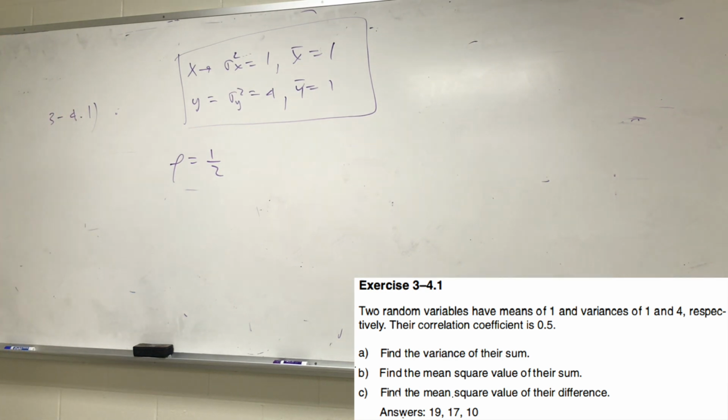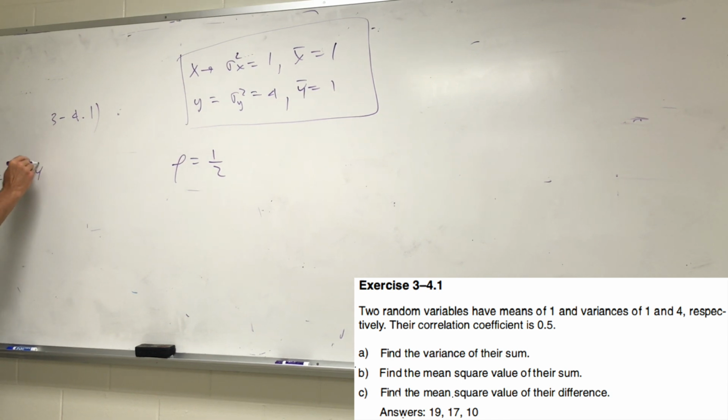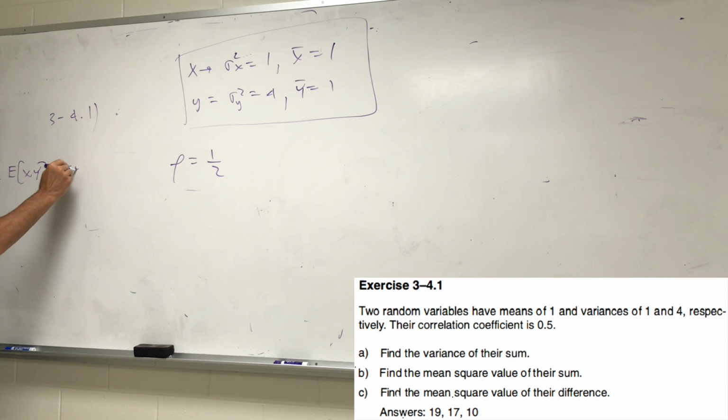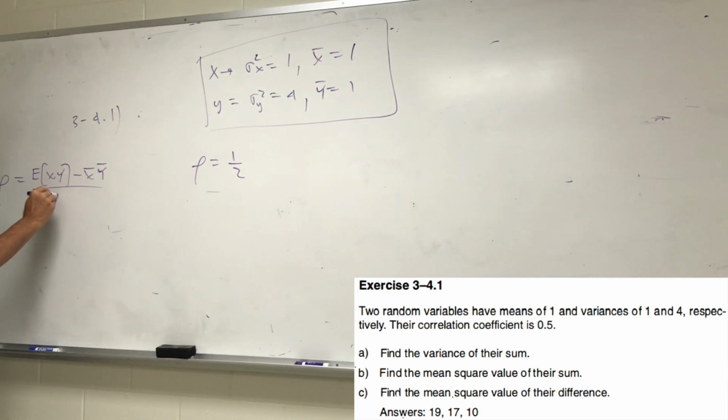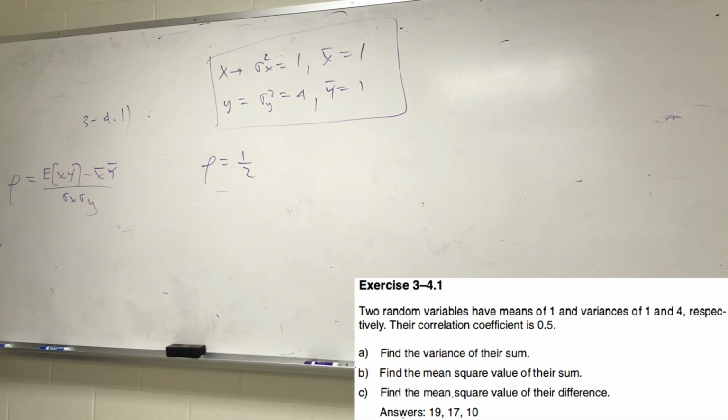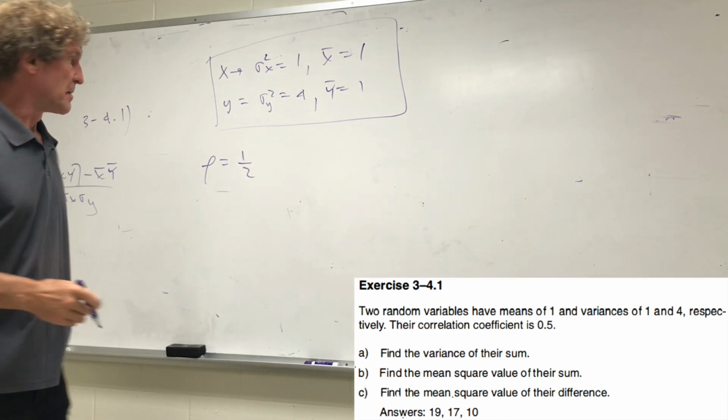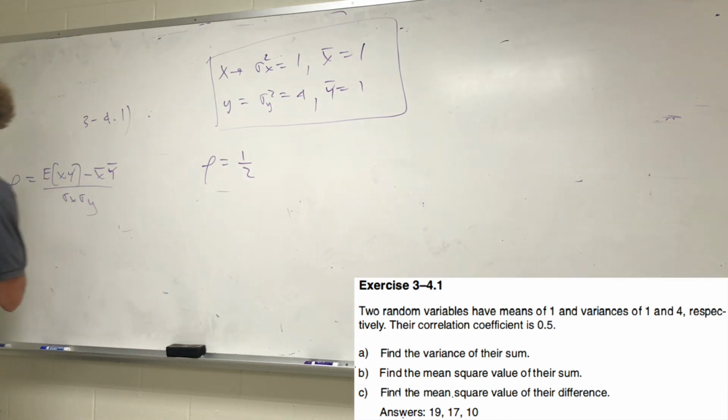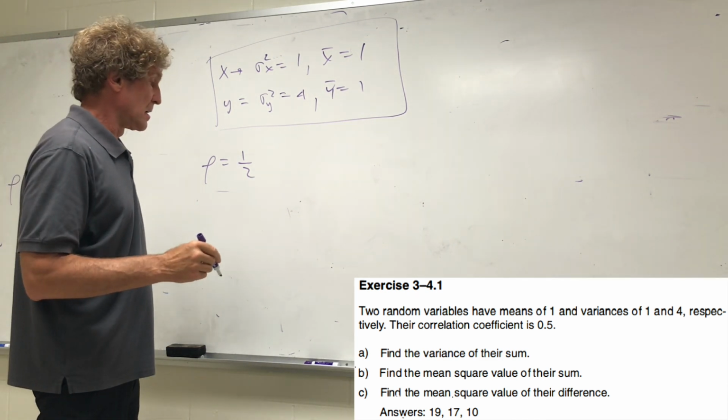And then find, hold up before you begin. I'm just putting this down. Rho is equal to the expected value of xy minus x bar times y bar over sigma x sigma y. I want to leave that as the formula I can reference. Matter of fact, I'll even label it. I'll call this 1. All right, go ahead. Find the variance of their sum.